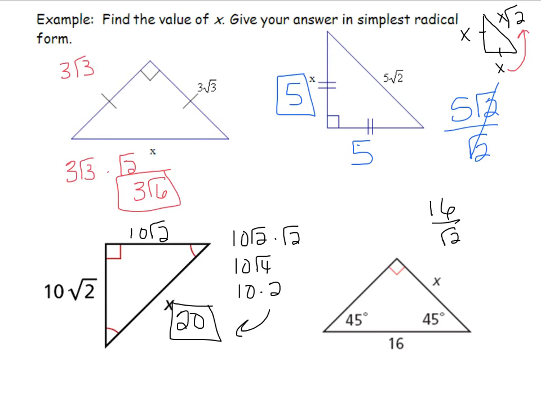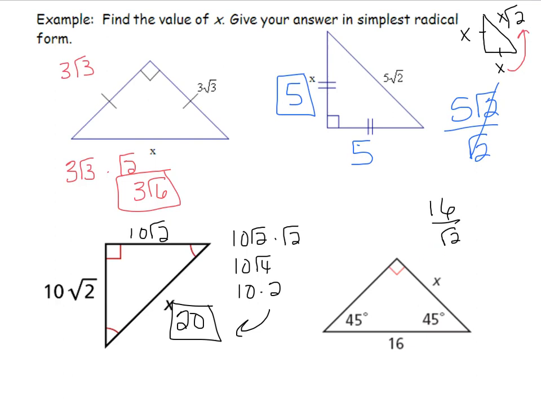Okay, so if one leg is 10 square roots of 2, the other leg is 10 square roots of 2. To find the hypotenuse, you multiply by the square root of 2. So 10 square roots of 2 times the square root of 2 gives me 10 square roots of 4, which gives me 20. Now over here they gave you the hypotenuse, so to go back to the leg you have to divide by the square root of 2.